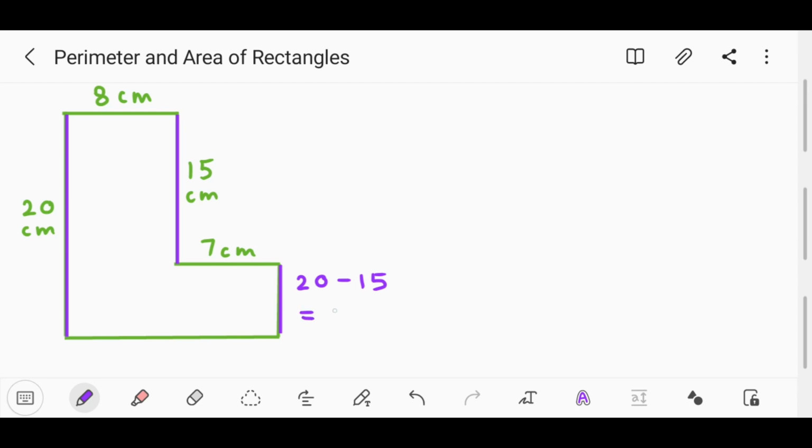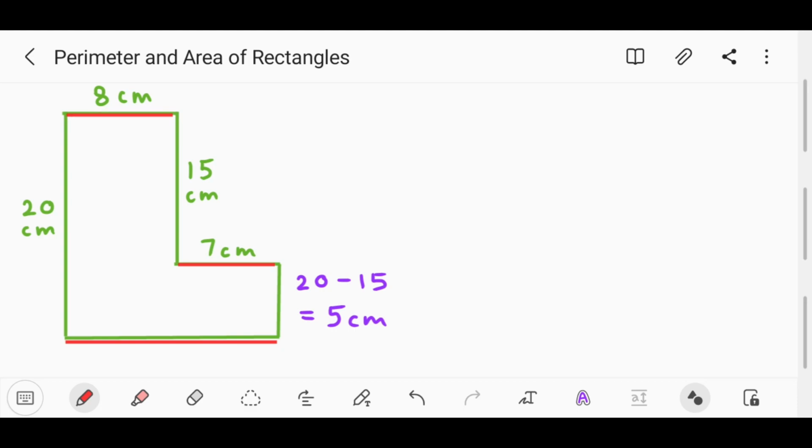20 minus 15 is 5 centimeters. So our missing length is 5 centimeters. The other missing length is a horizontal length. In order to find what this length is, we need to check what the other horizontal lengths in this compound shape are.